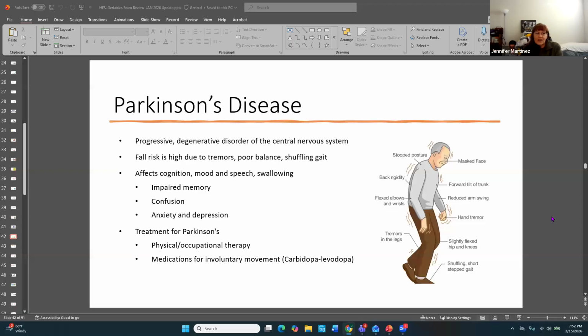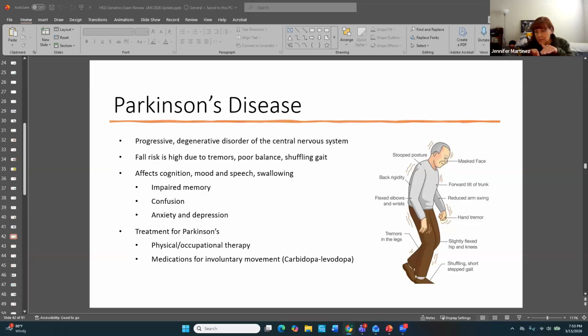So this is kind of what your Parkinson's patients will look like. They'll have the stoop posture, the rigidity, they'll have the flexed elbows, they can have tremors, shuffling, short stepped gait, hand tremors, reduced arm swing, forward tilt of the trunk, and masked face. So basically a blank expression. Drooling is also very common. So again, they have that short shuffling gait.